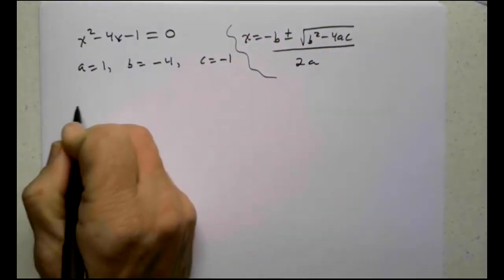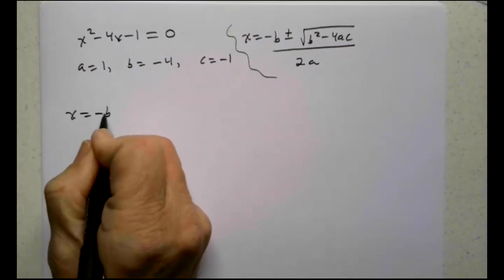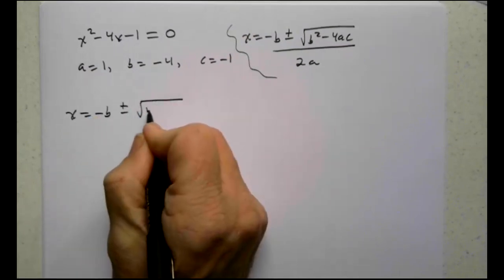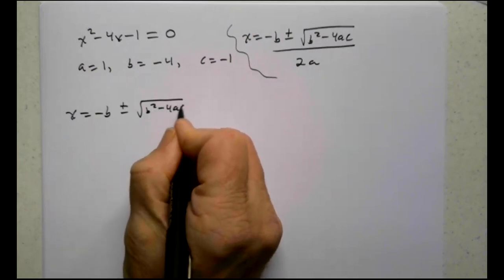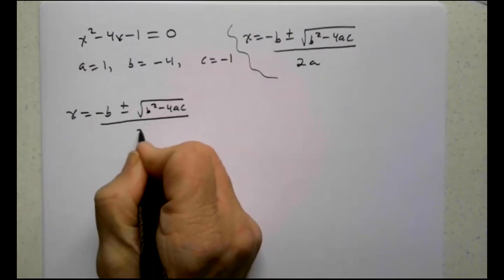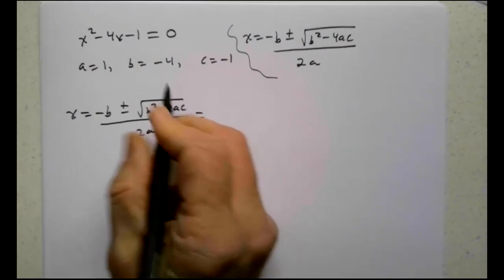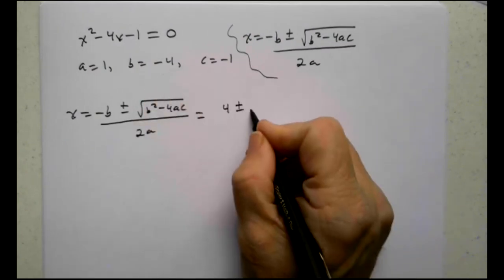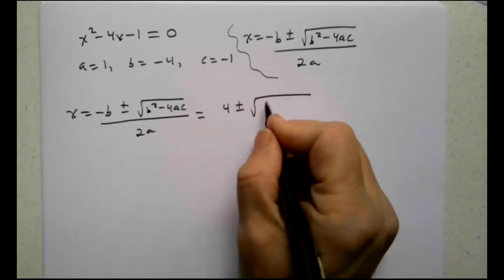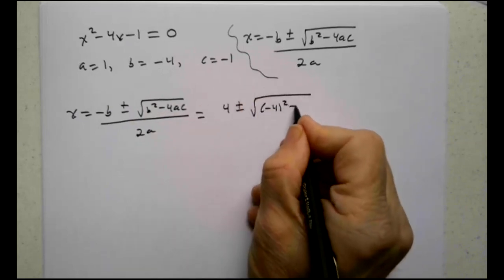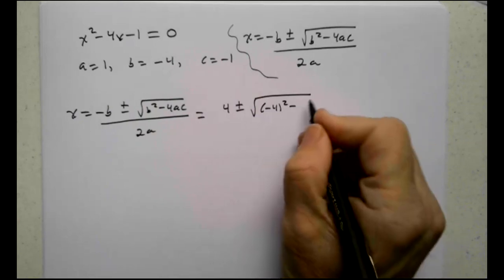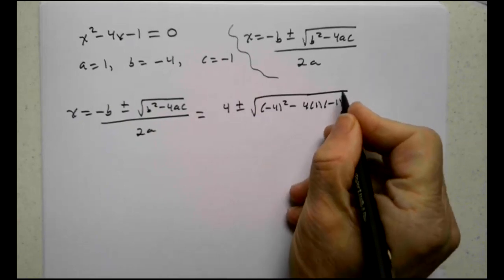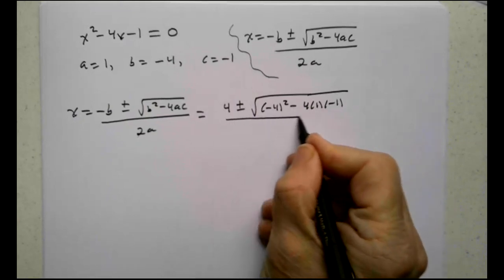So plugging that in again, x equals negative b plus or minus square root b squared minus 4ac all over 2a. Negative b, negative of negative 4 is positive 4, plus or minus the square root of negative 4 squared, minus 4ac, 4 times 1 times negative 1, all over 2a, all over 2 times 1.